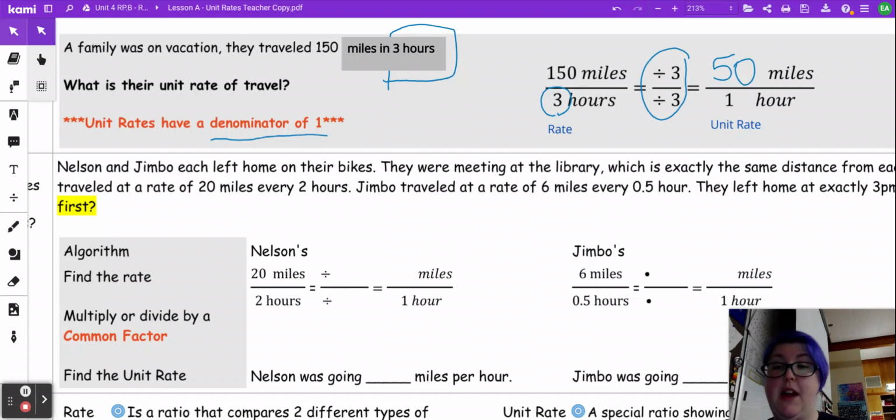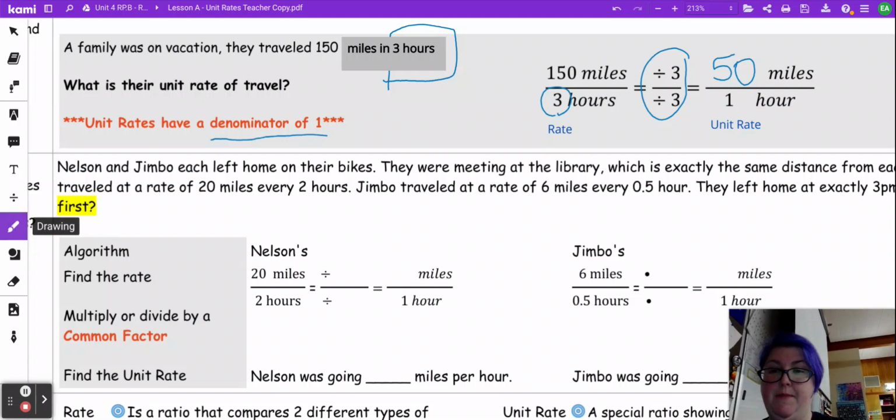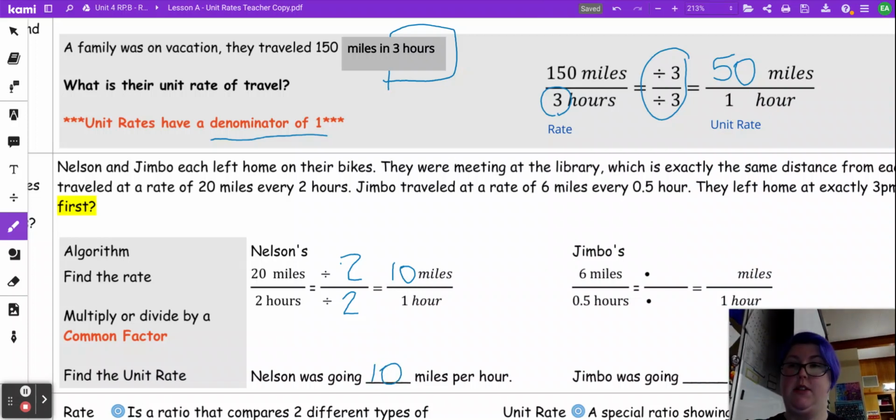So first, find your rate. You'll see here we've put in Nelson is 20 miles in every 2 hours. So this is our A and our B. Well, we need to get from 2 hours to 1 hour, so we are going to divide by 2. Whatever we do to the denominator, we also do to the numerator. So 20 divided by 2 will give us 10 miles per hour. So Nelson was going 10 miles per hour. For 1 hour, he goes 10 miles.